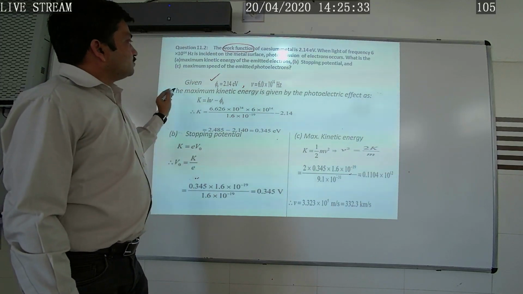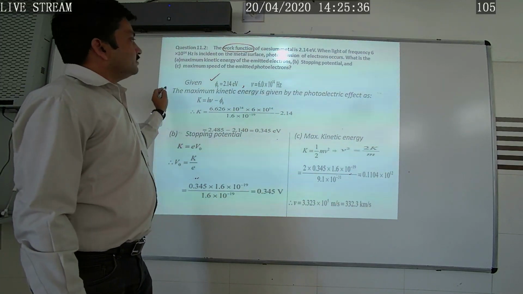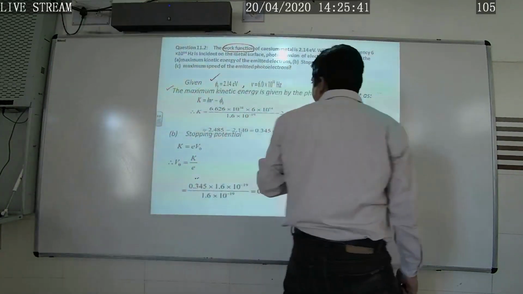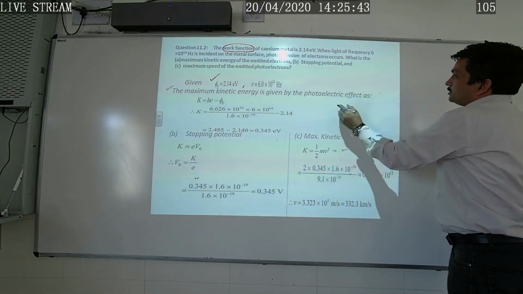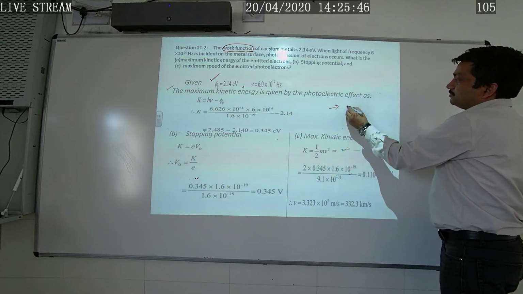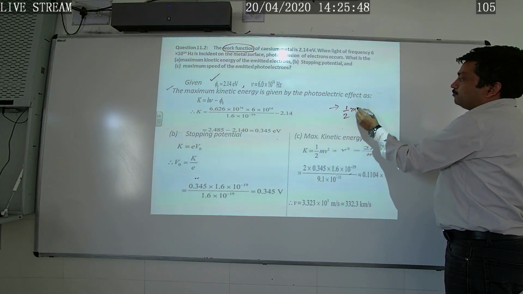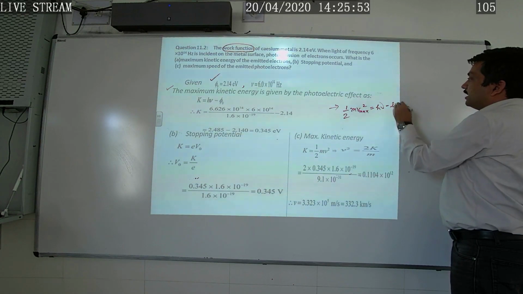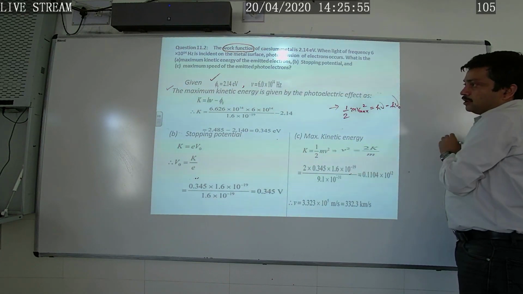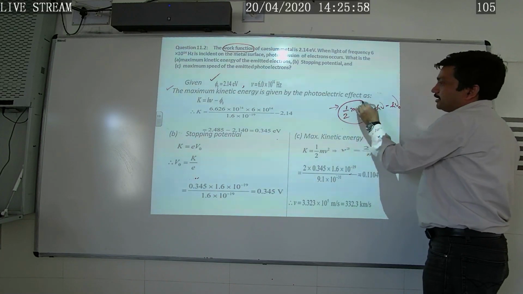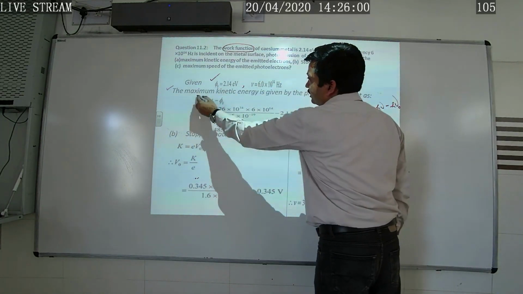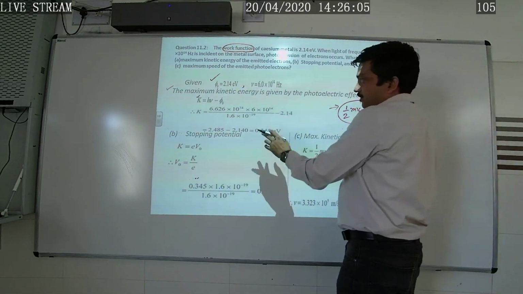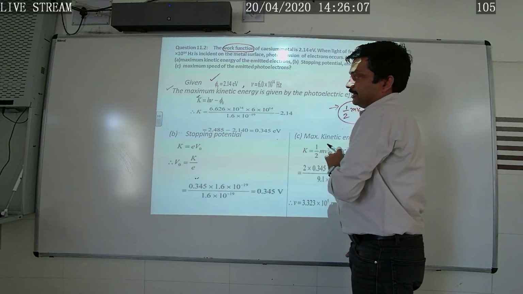So the maximum kinetic energy is given by the photoelectric effect. According to Einstein's photoelectric equation, we have the formula 1 by 2 m v max whole square is equals to h nu minus h nu naught. This is the maximum kinetic energy, so we have denoted it here as K, and h nu naught is nothing but the work function.